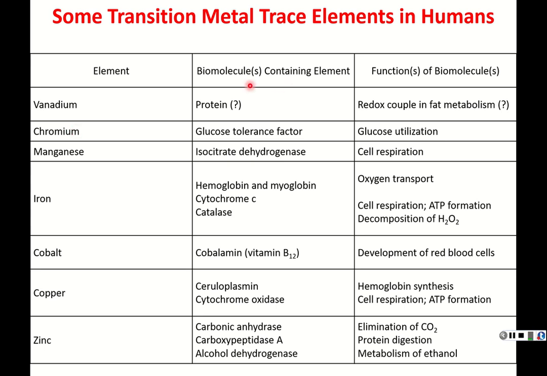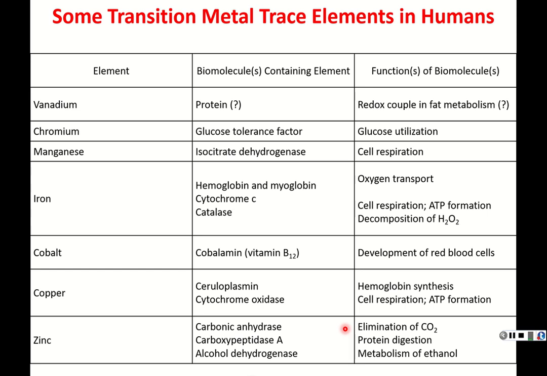Where they're actually found in biomolecules is listed here. Vanadium, it's really not so well known yet. So that one's kind of a question mark, or at least it was when the slides were made. Okay. Cobalt is in vitamin B12, and that's important in the development of red blood cells. Some other important ones, zinc, we're going to talk about the enzyme carbonic anhydrase, which is important for the CO2 elimination in the body, as well as keeping the pH of the blood in a correct range.